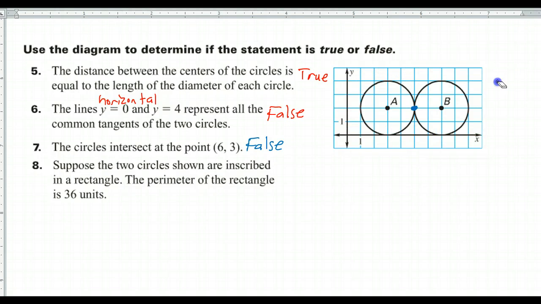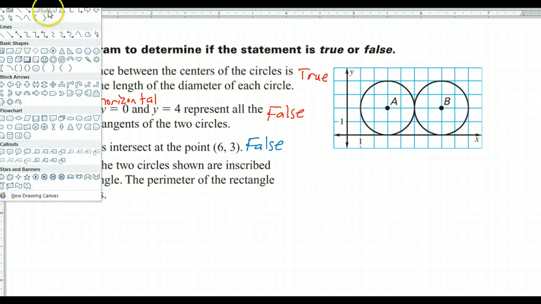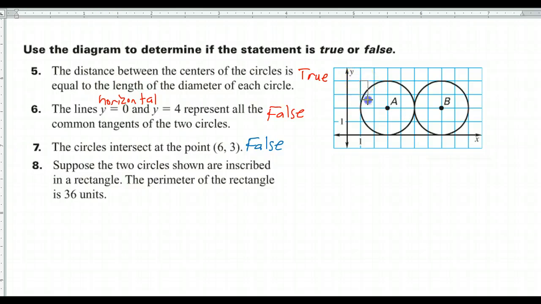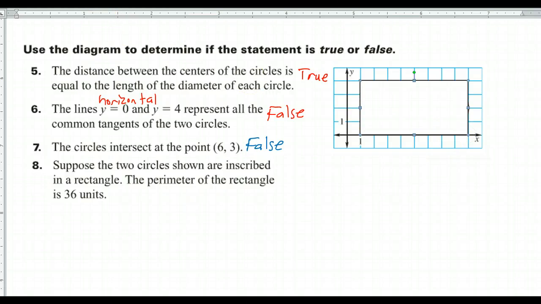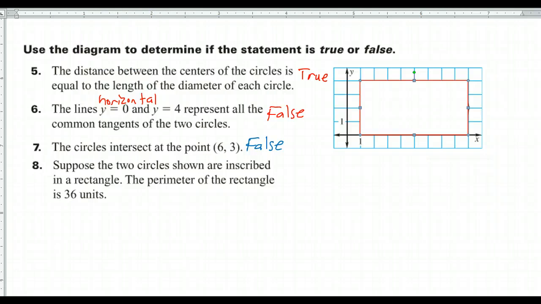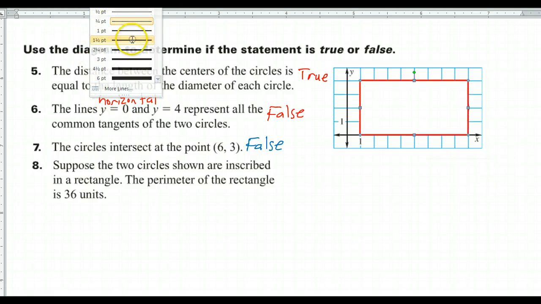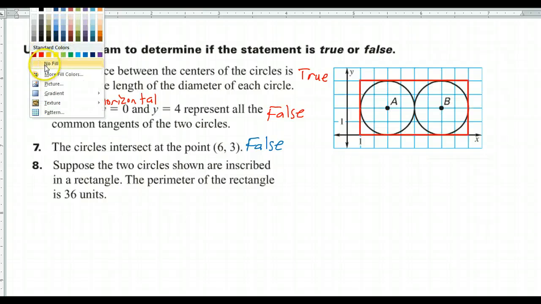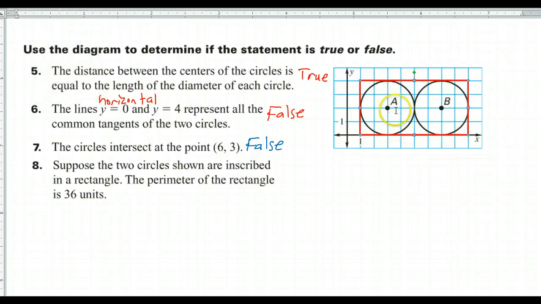Okay, so if I'm supposed to imagine that these two circles are inscribed in a rectangle, the idea is you're supposed to picture a rectangle like this, that's just touching the sides. I'm going to make that so you can see it in a second. Let me stick with red. Okay, so this red would be the rectangle in which these two circles were inscribed. See how they're barely just touching the edges. So, the perimeter of the rectangle is 36, true or false?